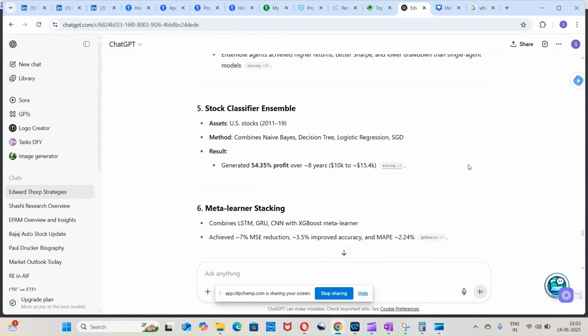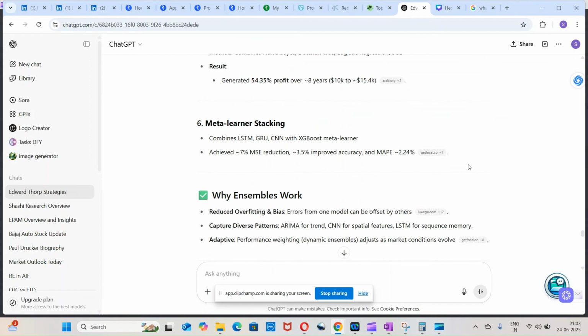Meta learner stacking. This ensemble model combined LSTM, GRU, CNN with an XGBoost meta learner. It achieved 7% MSE reduction, 3.5% improved accuracy and a MAPE of 2.24%.